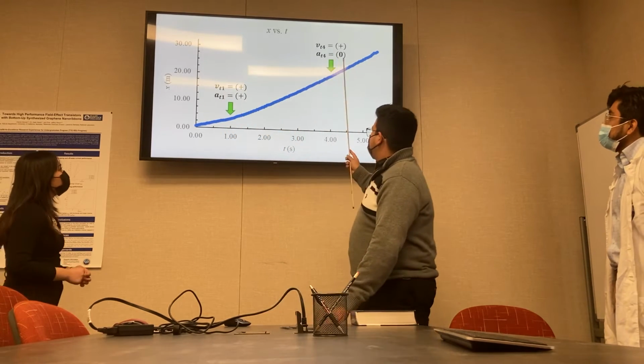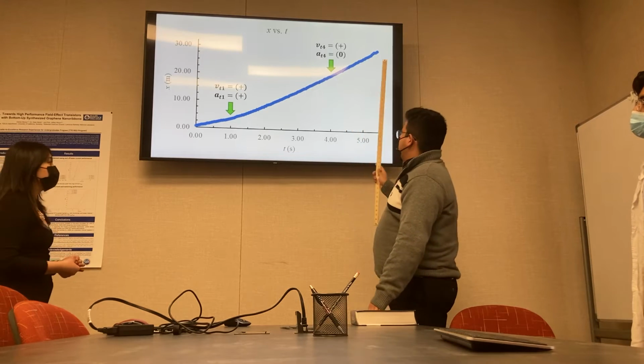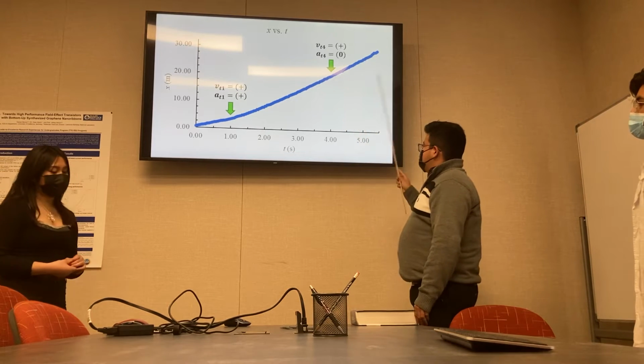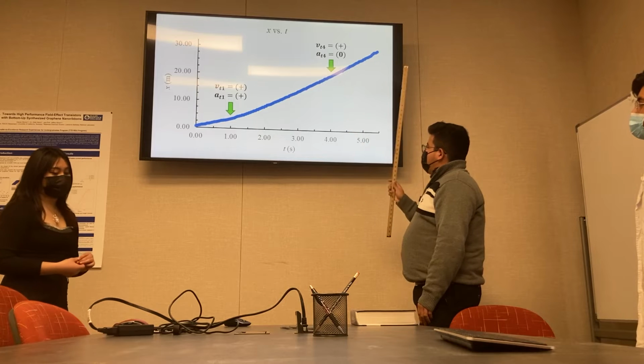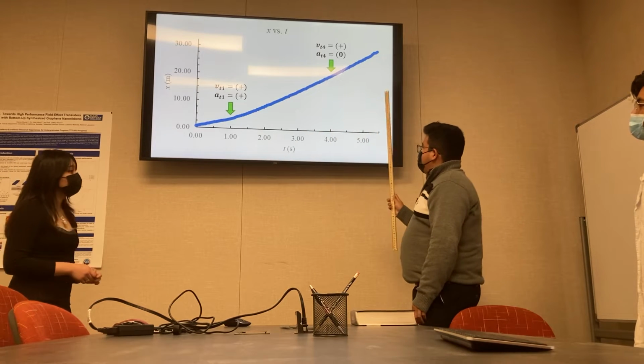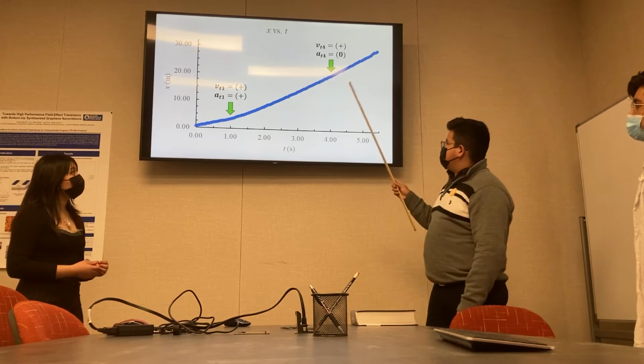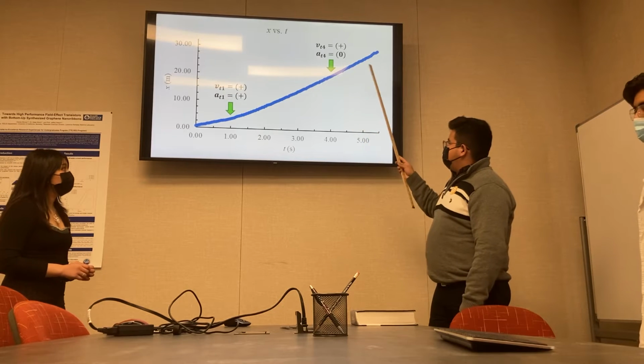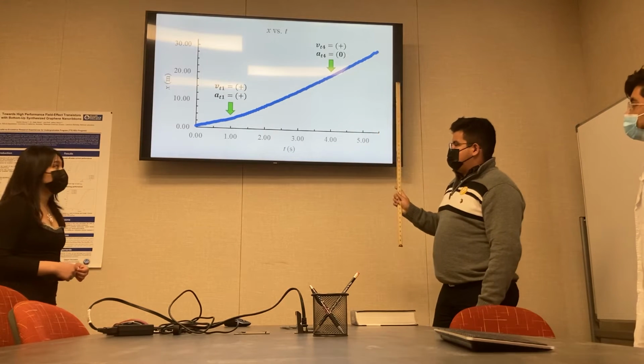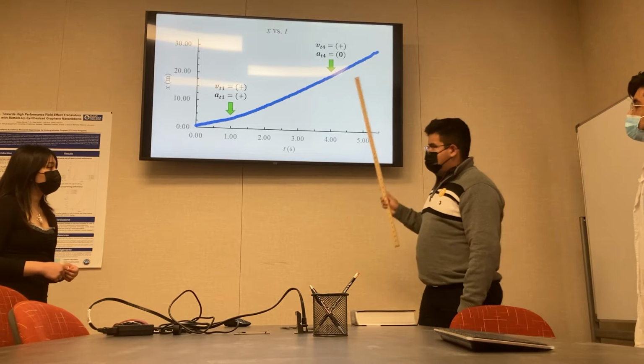Over here, however, we could see that velocity is still positive because the tangent line still has a positive incline, and acceleration is going to be zero since the equation is sort of linear at this stage of the graph. That means there's constant velocity and zero acceleration.